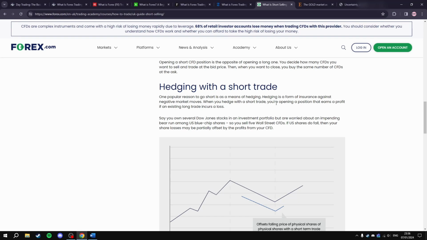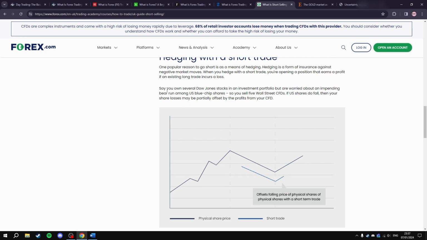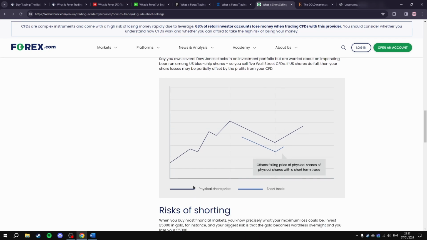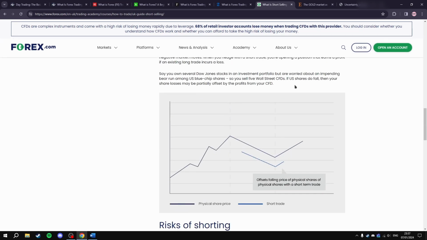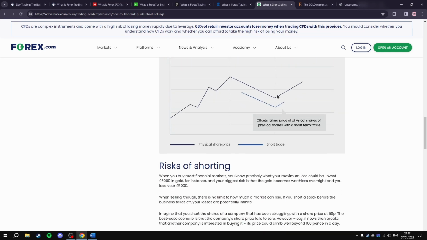When you hedge with a short trade, you open a position that earns a profit if an existing long trade incurs a loss. Say you own several Dow Jones stocks in an investment portfolio but are worried about an impending bear run among US blue chip shares. So you sell 5 Wall Street CFDs. If US shares do fall, then your share losses may be partially offset by the profits from your CFD. Offset falling price with a short trade.